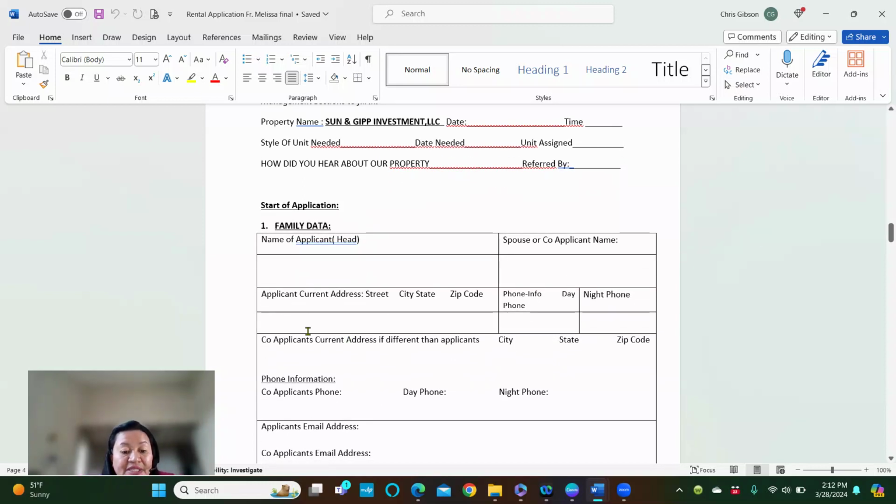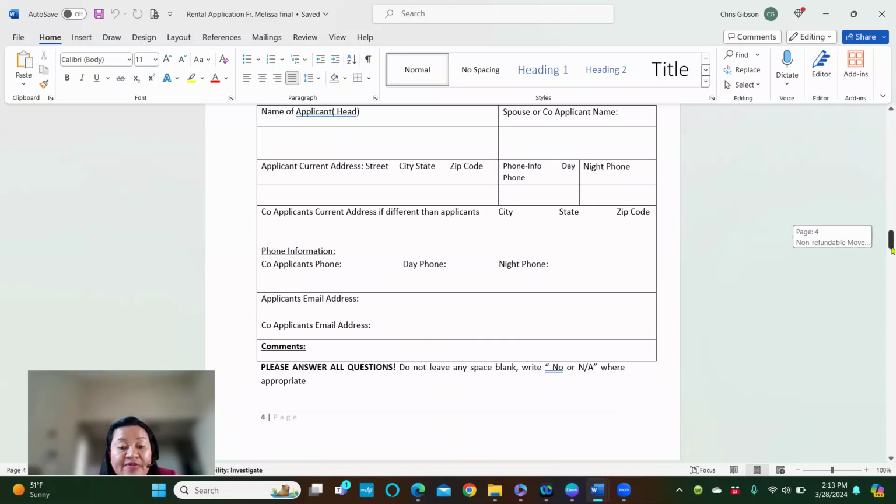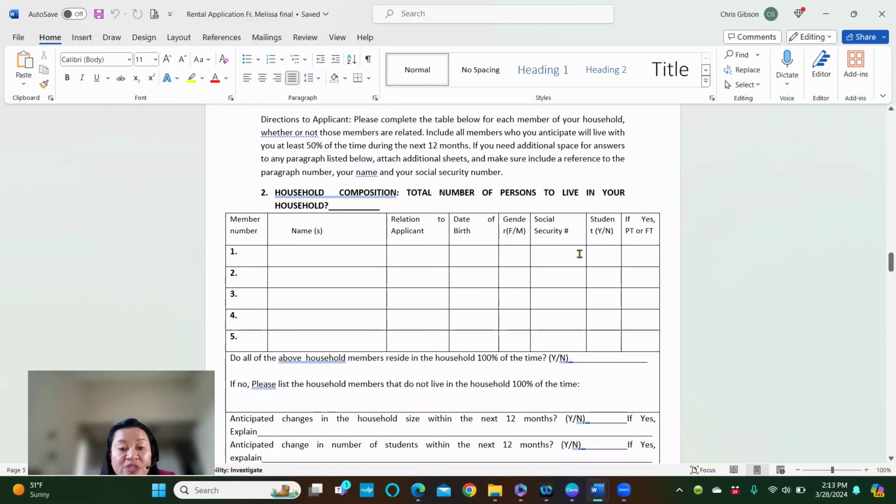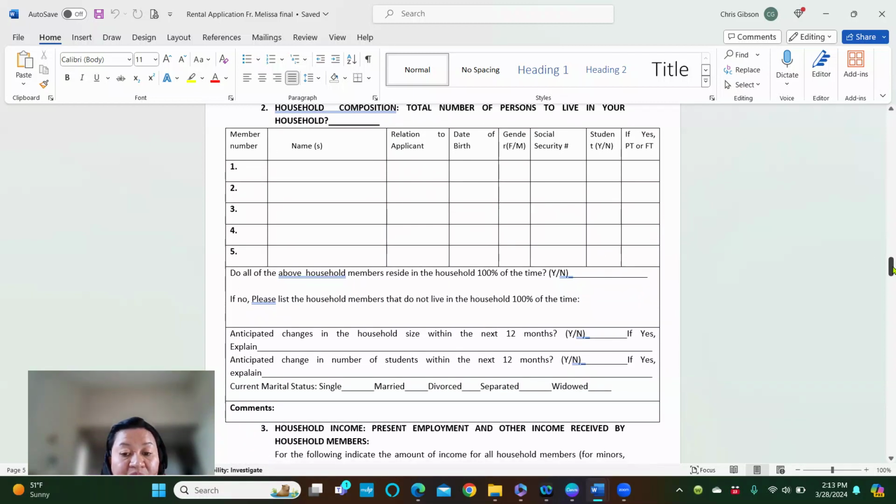So here's all the data that they need to fill in. Nothing must be left blank. All must be filled out. Here also, number 2, household composition. Here must be the member, applicants, birth date, gender, social security, student, or if yes, like that, you must put in here. So all in all, all of the above household must be filled up.